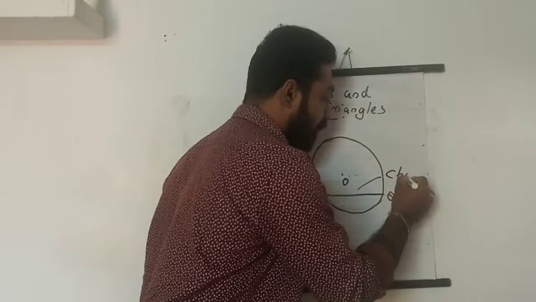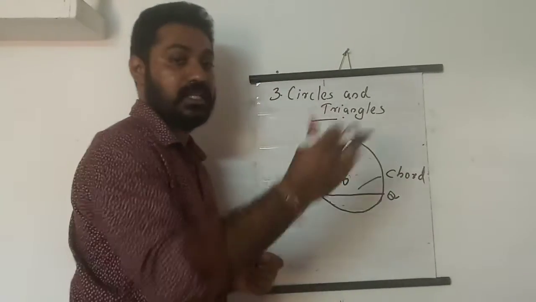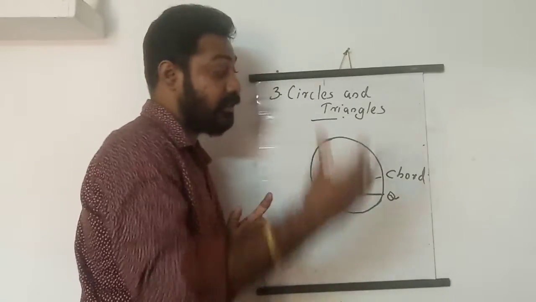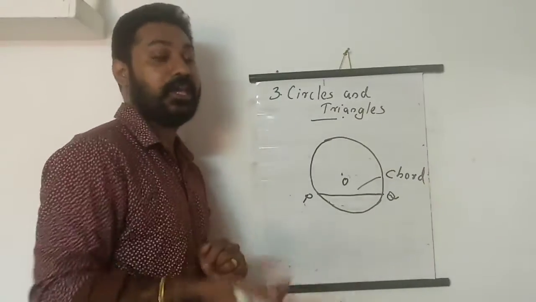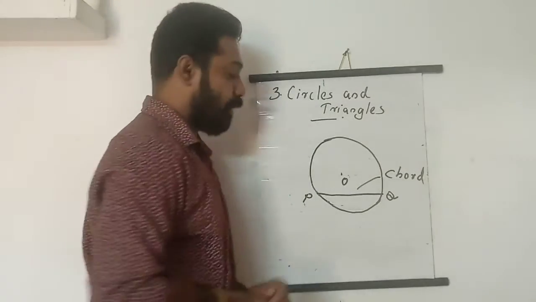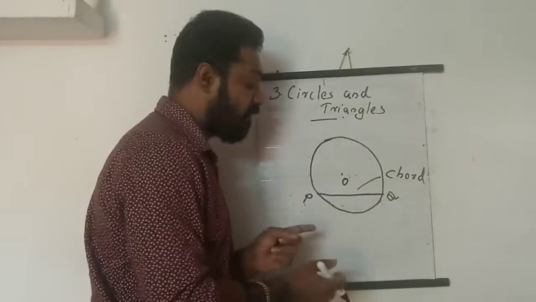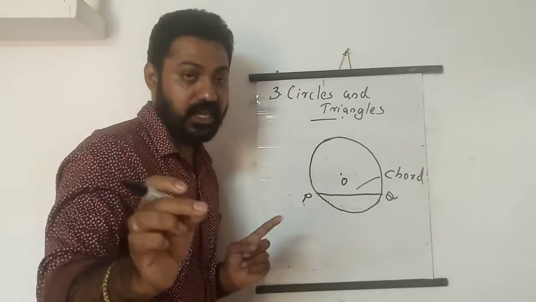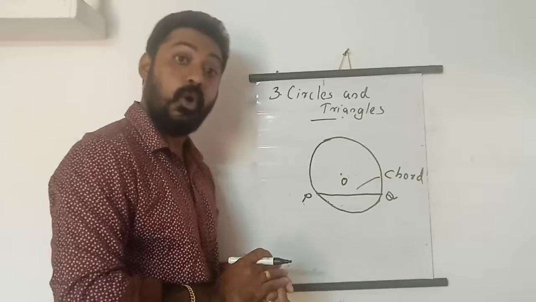This is a very important word. You will study many things about this in the coming years. So this is called the chord of the circle. Chord means the line segment which connects 2 points on the circle. The line segment which connects 2 points on the circle is called the chord of the circle.